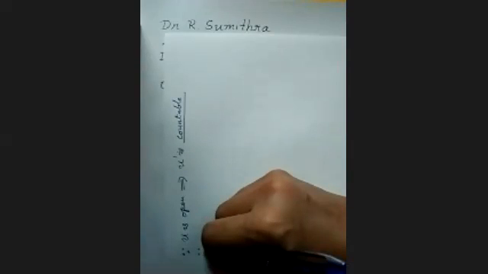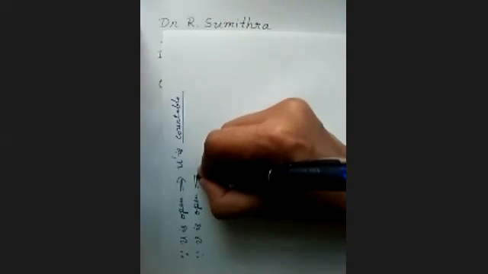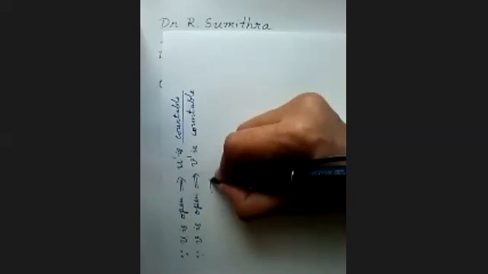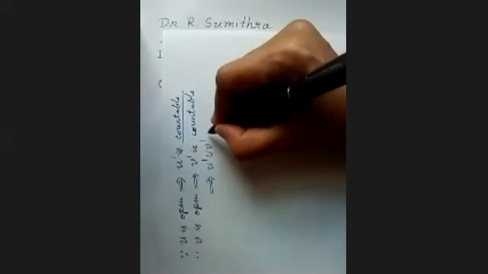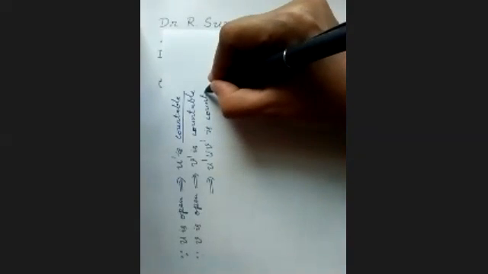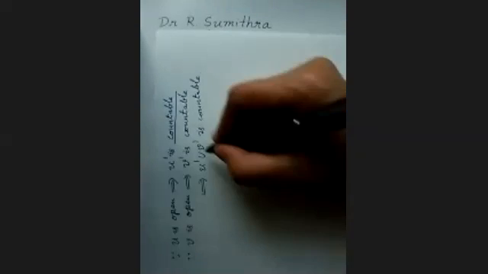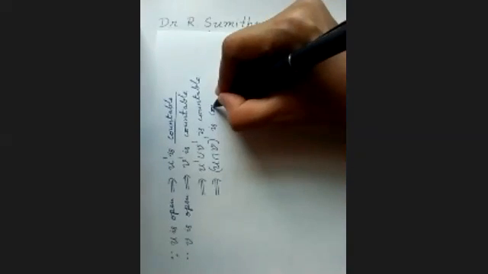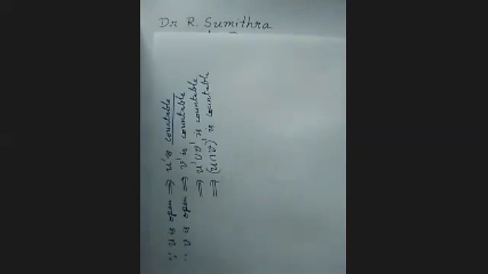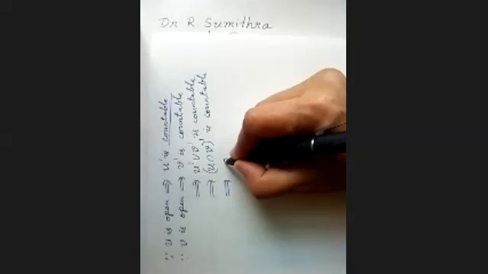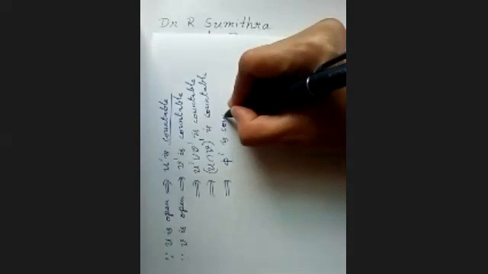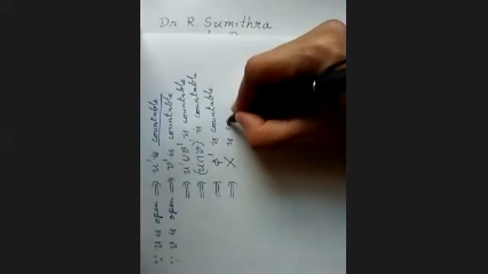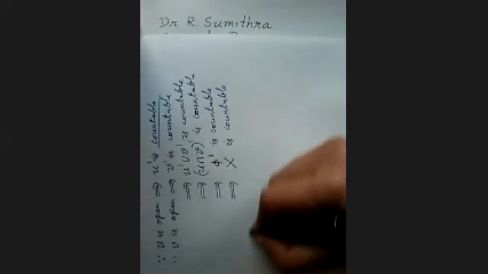Similarly, since V is an open set, its complement is countable. We have two countable sets. What about their union? The union of two countable sets is countable. And this set is nothing but the complement of U intersection V, which is countable. What is U intersection V? It is the null set. The null set complement is X, which is countable. Is it so? This is a contradiction.